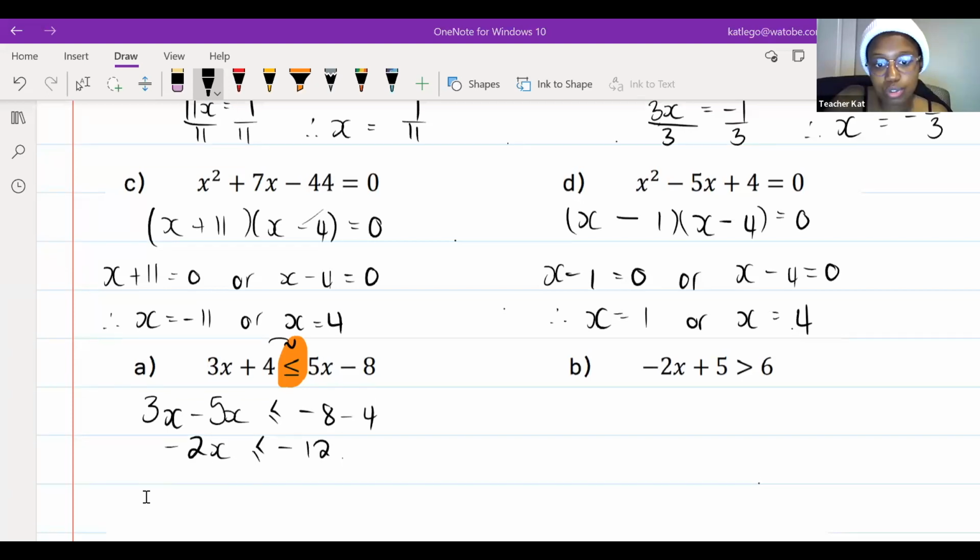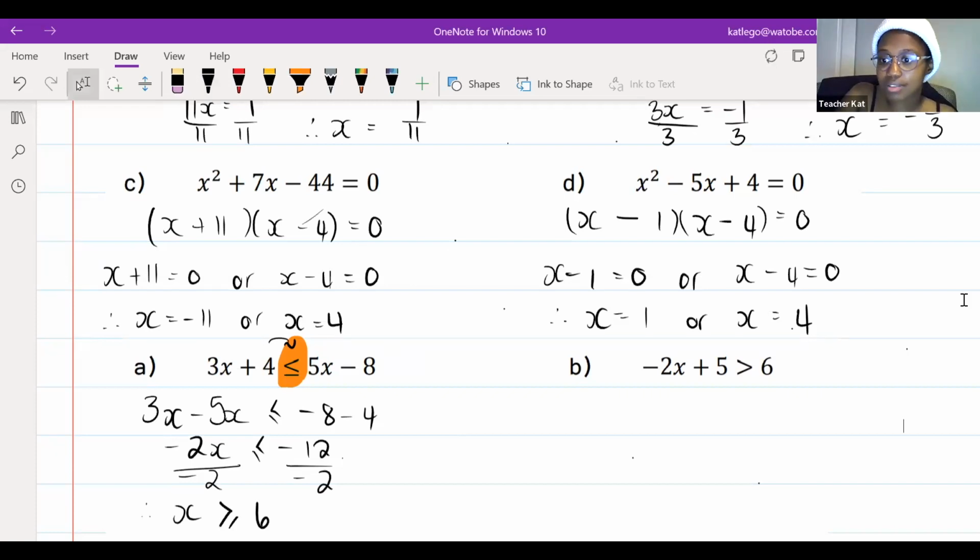But now that we're working with inequalities, who remembers what's going to happen to this inequality sign when we divide by a negative? Because we're dividing by a negative now, so the inequality sign, what happens to it? It changes direction. So it was less than or equal to and becomes greater than or equal to positive 6. So it looks like we remember these.